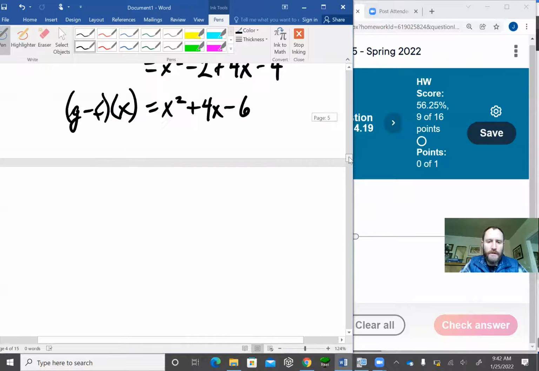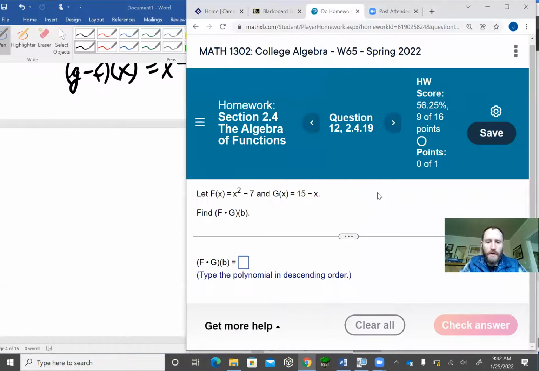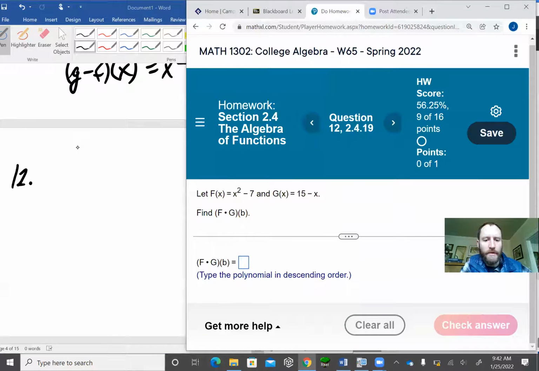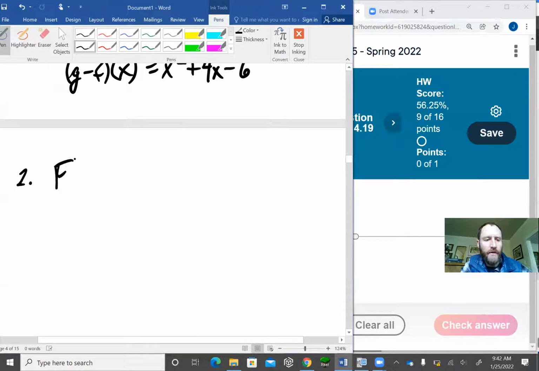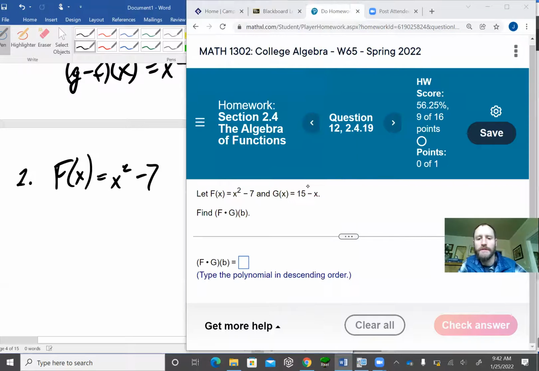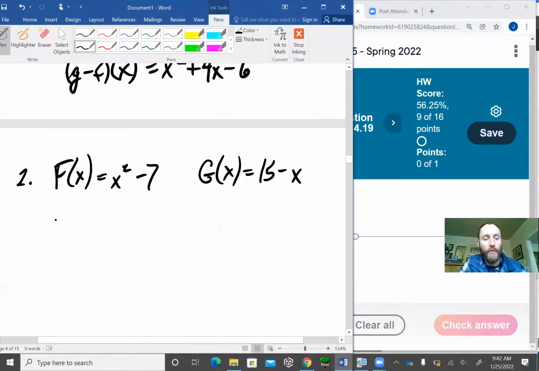All right, let's look at number 12 because they're throwing us a curveball here. Here we go. We've got our f of x and g of x, and they're using capital letters just to mix things up. So capital F of x is x squared minus 7, and then g of x is 15 minus x. And so f times g, what we want is f times g of b.